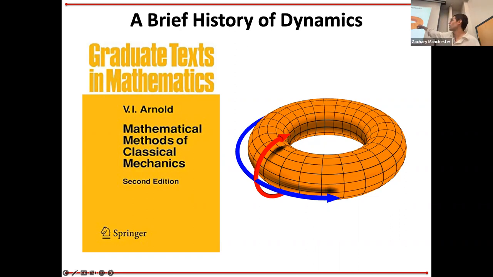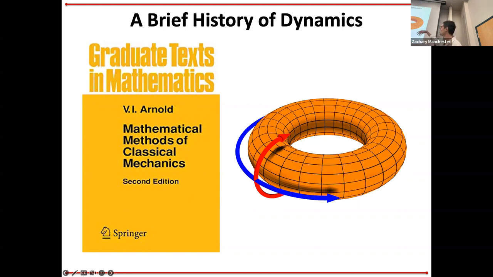So Arnold kind of kicked this off. He's famous for the KAM theorem, Kolmogorov, Arnold, and Moser, who's another one of these guys in the 60s, that has to do with chaos and perturbation theory and stuff like this.